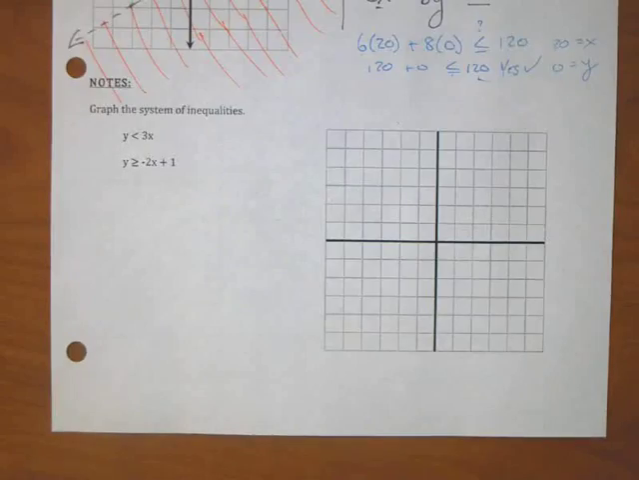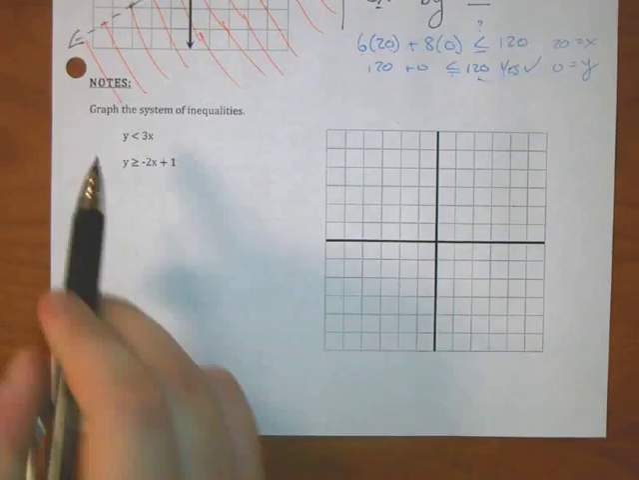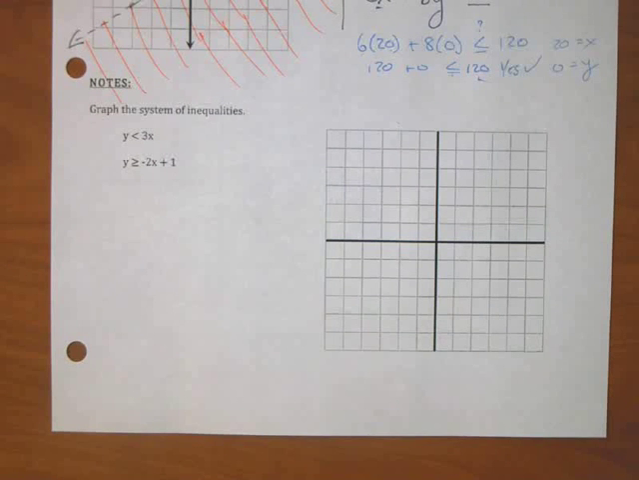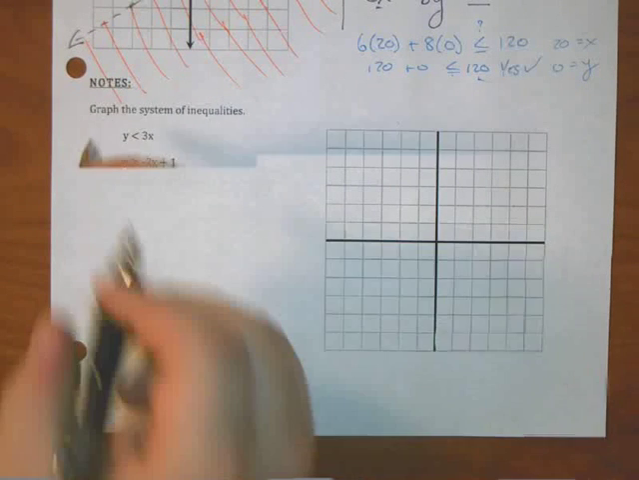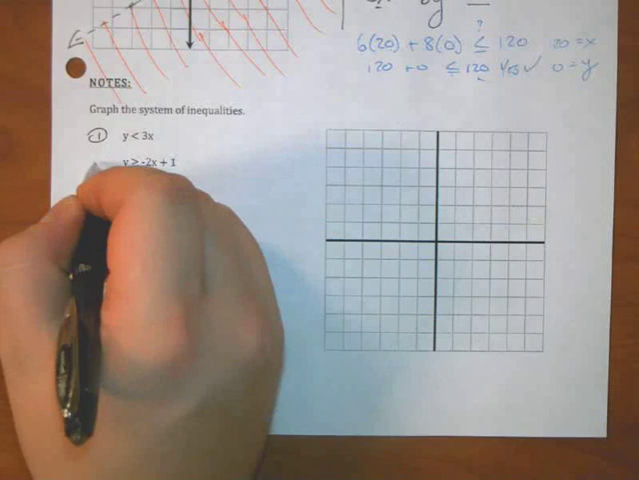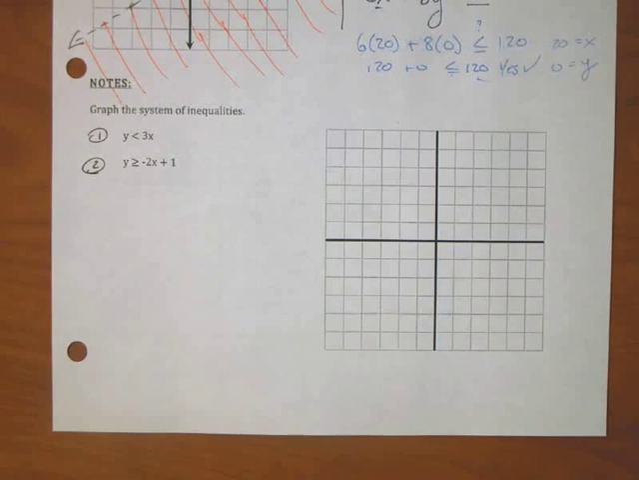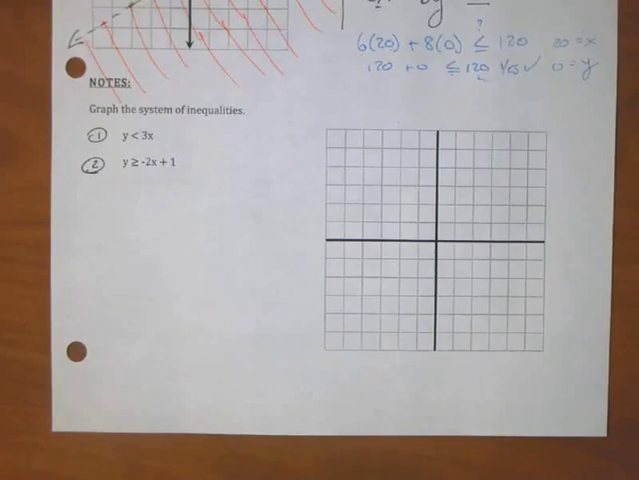So when I have a system of inequalities, all I'm going to do is graph both, and then look where they overlap. It's exactly the same thing. So here, I have two inequalities. In order to solve this system of inequalities, I need to graph both and figure out where they overlap. Let's graph the first one.